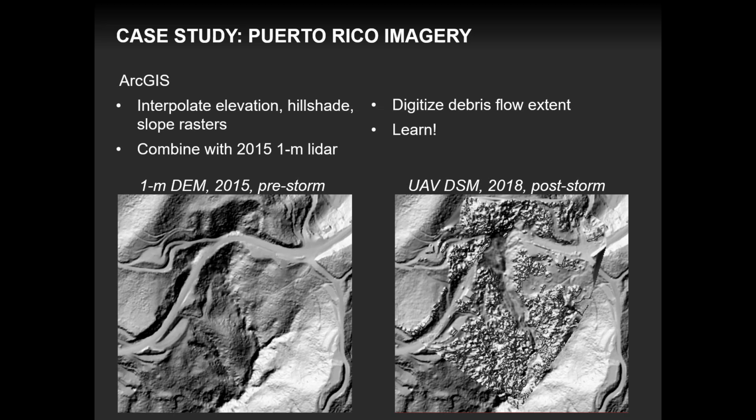My idea here was, okay, let's digitize the debris flow extent and see what we can figure out. What do we now understand, seeing that data in context? The DSM on the right here is placed right atop that 1 meter LiDAR DEM, so you can see a little bit of georeferencing issues here. That's probably where it shows up most, but they do exist.